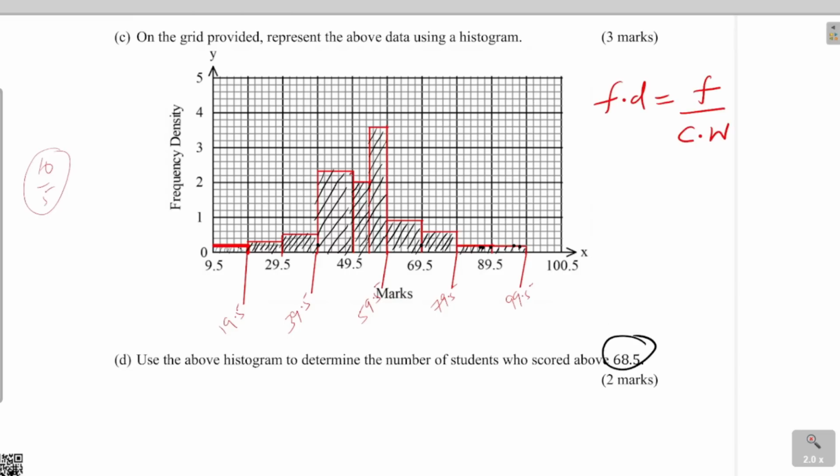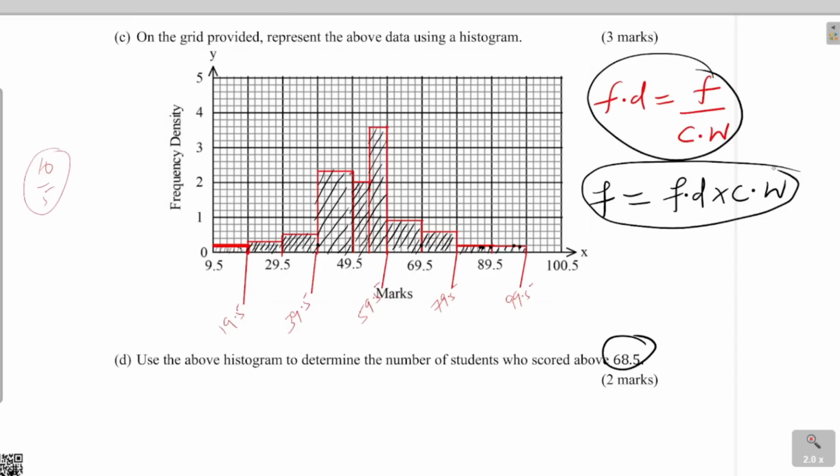above 68.5. So the first thing is to identify 68.5. You can see it is somewhere around here. And this is how we're going to get the number of students. Remember, the number of students will be represented by frequency. According to this formula, frequency density equals frequency divided by the class width. So to get the frequency, which represents the number of students, we take the frequency density multiplied by the class width.